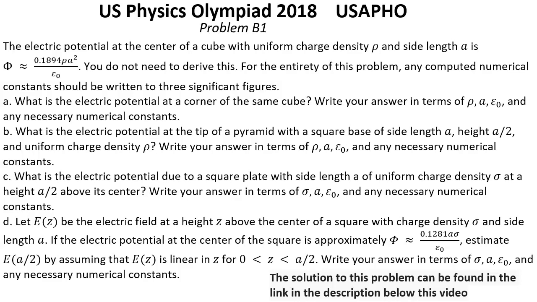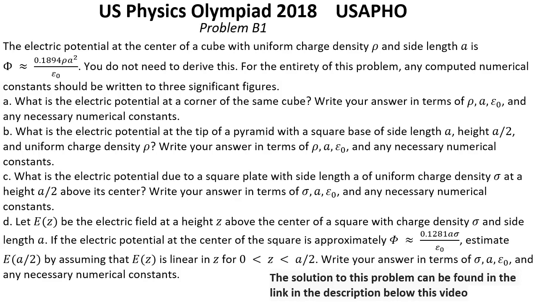Question A. What is the electric potential at the corner of the same cube? Write your answer in terms of ρ A, epsilon 0 and any necessary numerical constants. Question B. What is the electric potential at the tip of a pyramid with a square base of side length A, height A over 2 and a uniform charge density ρ? Write your answer in terms of ρ A, epsilon 0, and any necessary numerical constants.